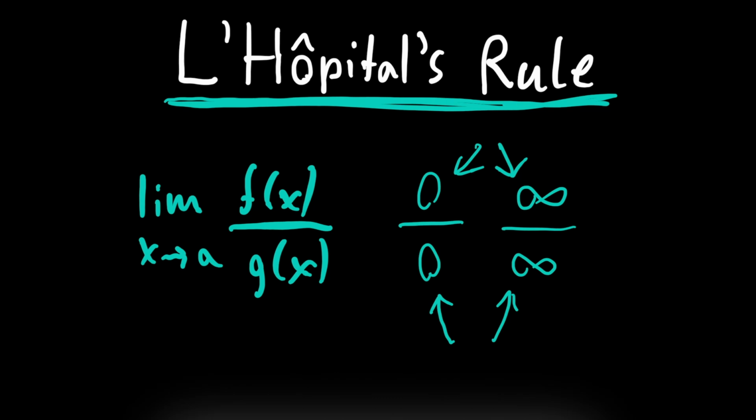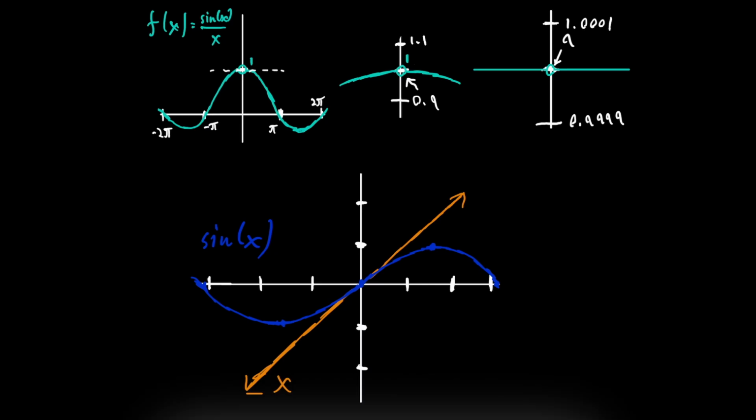But more than that, it's also a window into how derivatives can help us understand how two functions behave near a point. Let's build some intuition for what's happening and also go through a couple of examples. Let's take a look at sine of x over x for our first example.